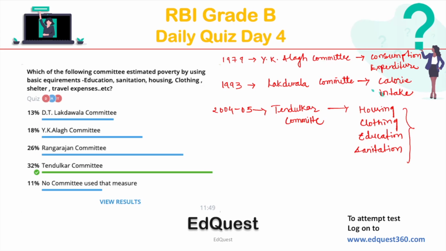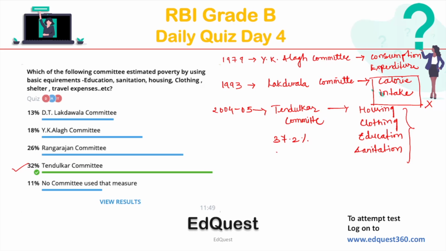So, which of the following committees estimated poverty by using basic requirements, education, sanitation? It was the Tendulkar committee. Also, it suggested that the criterion of calorie intake, which was suggested by the earlier committee, should be eliminated. This should be abolished. Therefore, the Tendulkar method of poverty estimation was very controversial. When the Tendulkar committee estimated the poverty line, poverty in India was approx 37%, and to be precise, it was 37.2% by the Tendulkar committee approach.